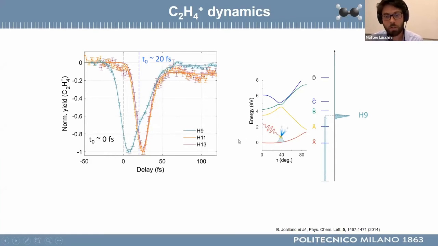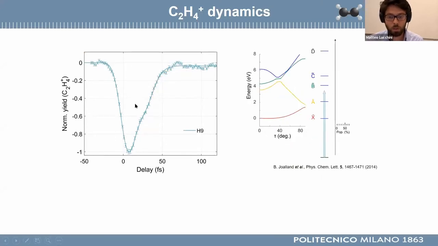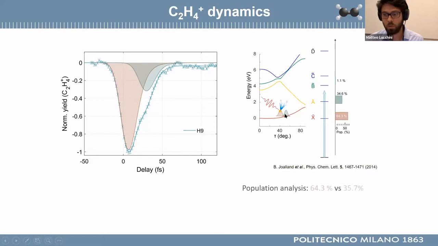There is more there, actually. You see that this is broader compared to what has been observed with harmonic 11 and 13. And the reason is that we are not able to populate solely the ground state, of course. Part of the population goes also into the A state, the first excited state. And since it's higher in energy, it actually exhibits the 20 femtosecond delay that was observed with harmonic 11 and 13.